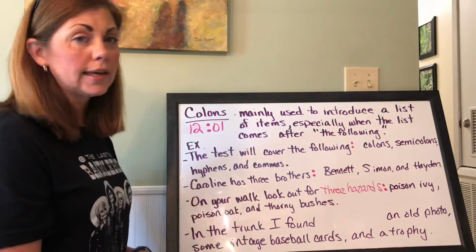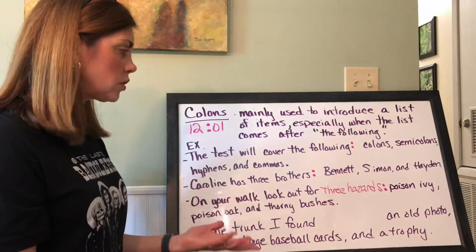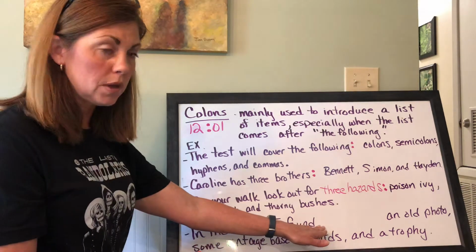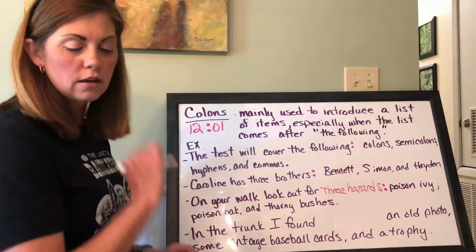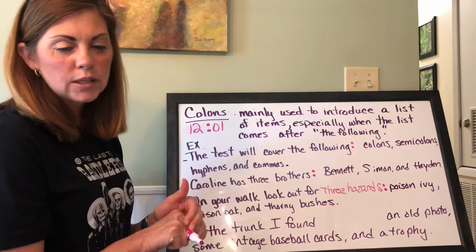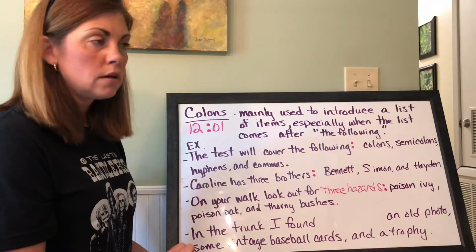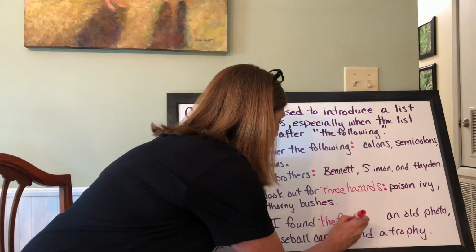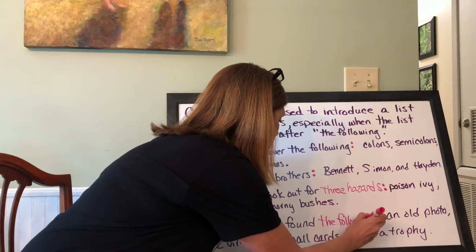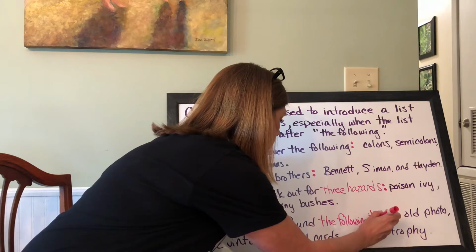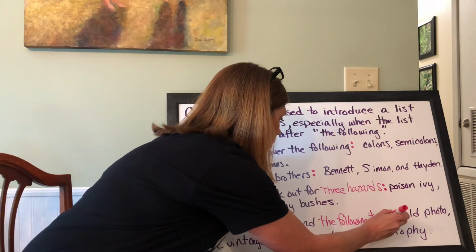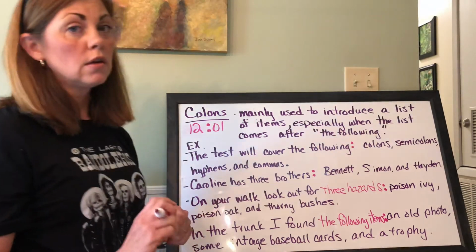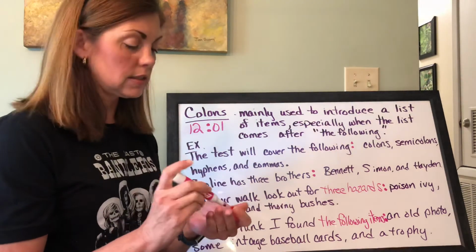Okay, so that would be fine like it is. Or if you wanted to use a colon, we would have to have something else here because this is a verb. You can't put a colon right after a verb. So in the trunk, I found, let's see, we could say the following items. And then colon, an old photo, some vintage baseball cards, and a trophy. All right, so that's basically how you use colons.